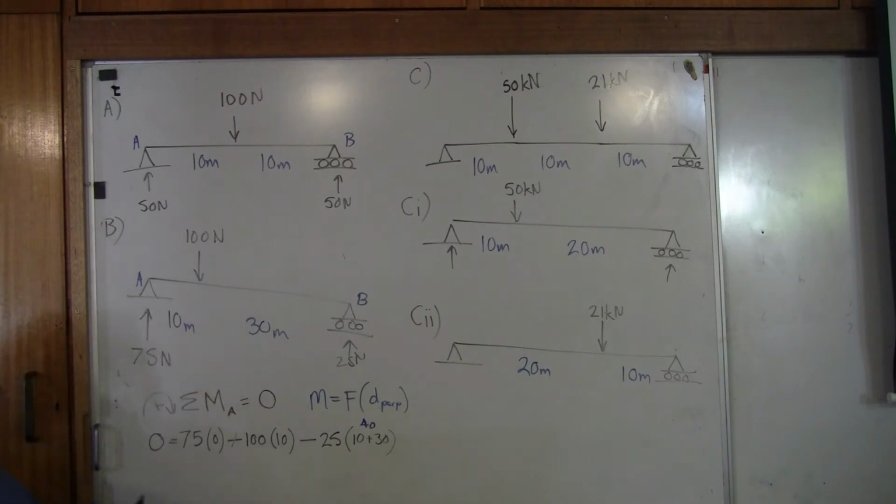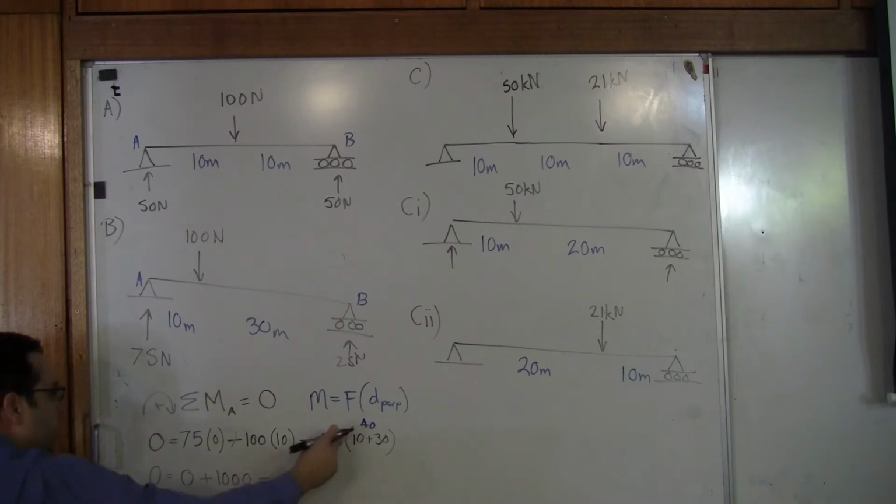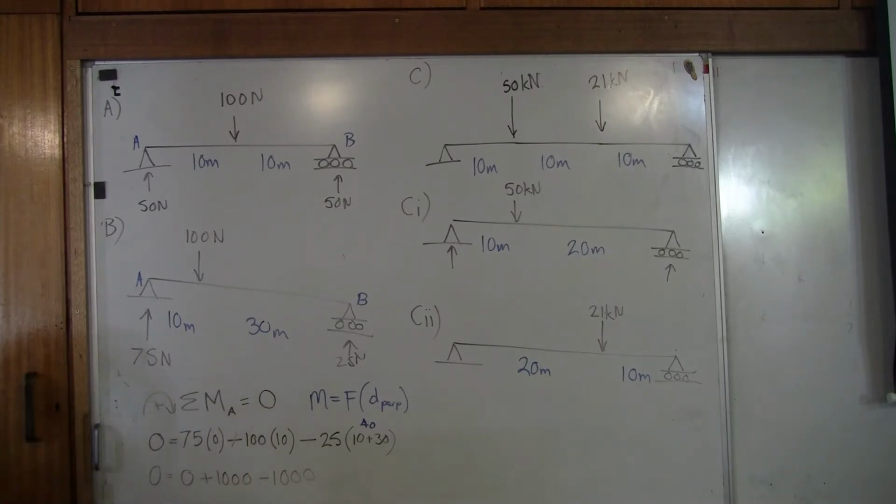Okay, so let's have a look. Let's see if our statement is true. So we're going to have 0 equals 0 plus 1,000 minus, can someone do that maths for me? I think that seems right. 0. Is that true? Did it work? Yeah. Our prediction worked. That's great.